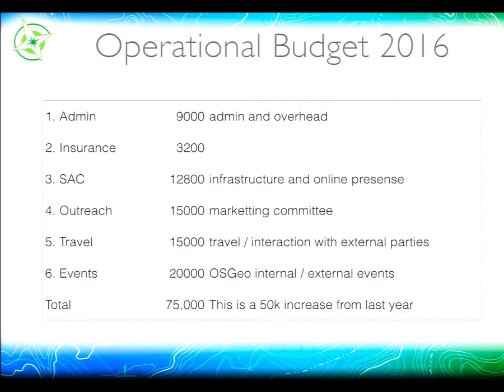We do have an operational budget for 2016. We are using this to enable our various committees and say, you have a budget, go and break things, have fun. Some of the things that we don't want broken are our admin and overhead and our insurance. Those are kind of fixed costs. But we are ramping up our support for our system administration community that keeps the lights on. Amazing. We can't thank them enough. And we're also really trying to empower our outreach through our marketing committee.